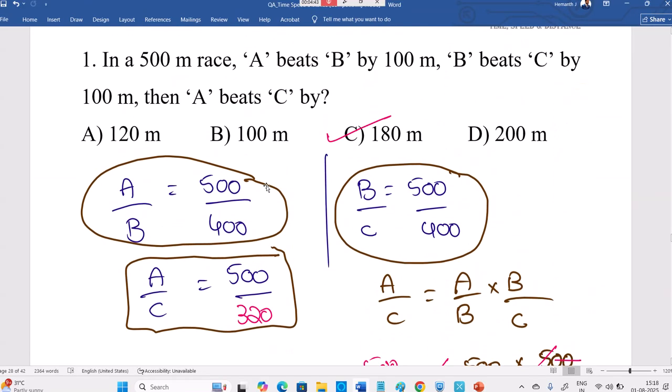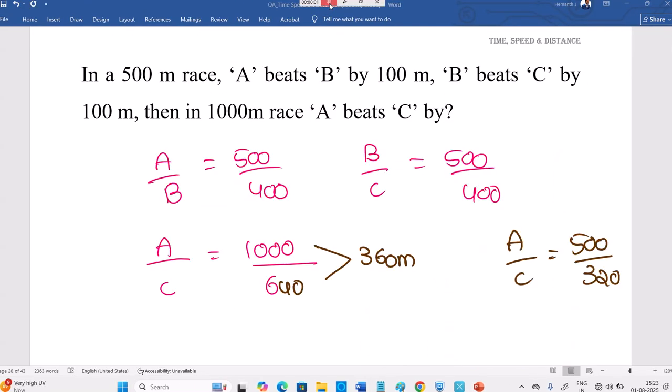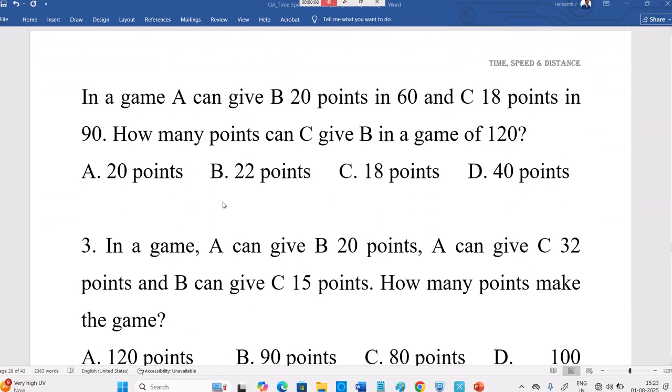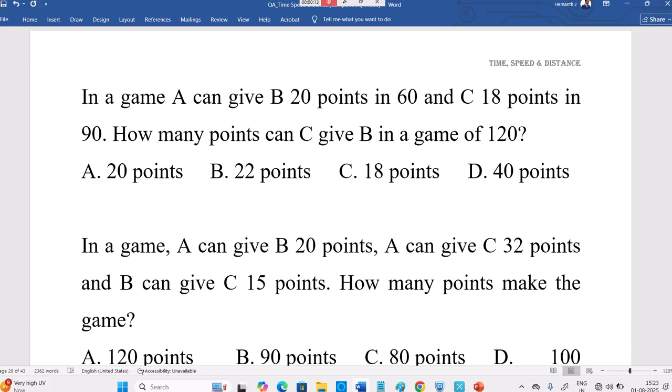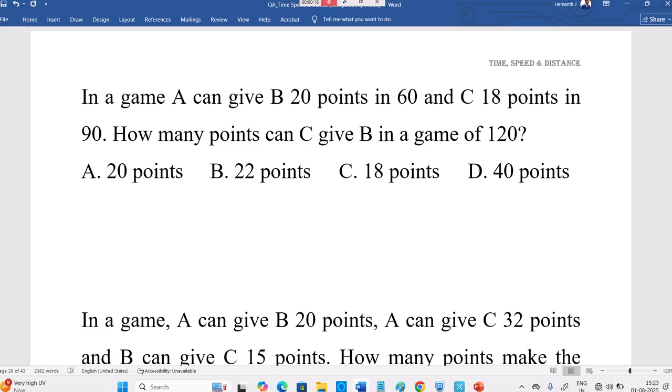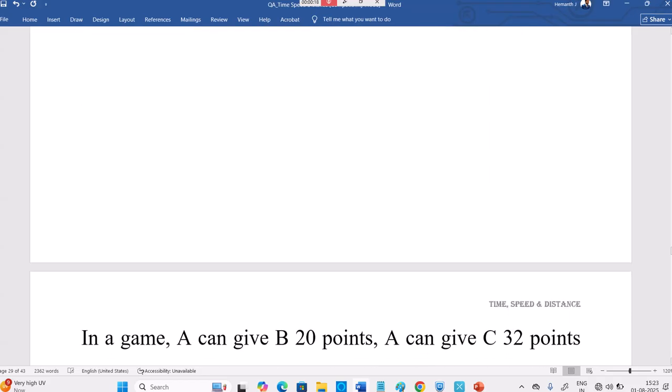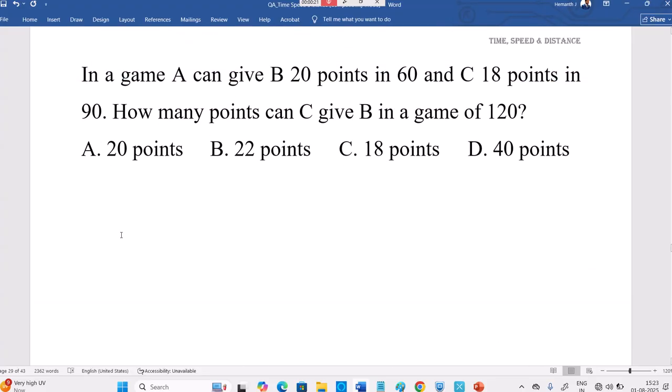Right? So note down. The first one you can copy, then see the next one. Next question. The first one was regarding a 500-meter race. The next question is related to a game. In a game, A can give B 20 points in 60, and C 18 points in 90. How many points can C give B in a game of 120? Now, every game is different. The first game is only for 60 points, the second one is 90, and the question is asked for 120.